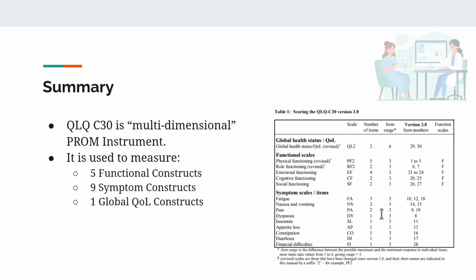Now QLQ C30 of EORTC, and there are many other questionnaires, are so-called multi-dimensional patient reported outcome measure instruments. Why multi-dimensional? Because they are used to measure several things at once. For example, the QLQ C30 has 5 functional constructs that it measures, 9 symptom constructs and 1 global quality of life construct, measured using 30 questions.